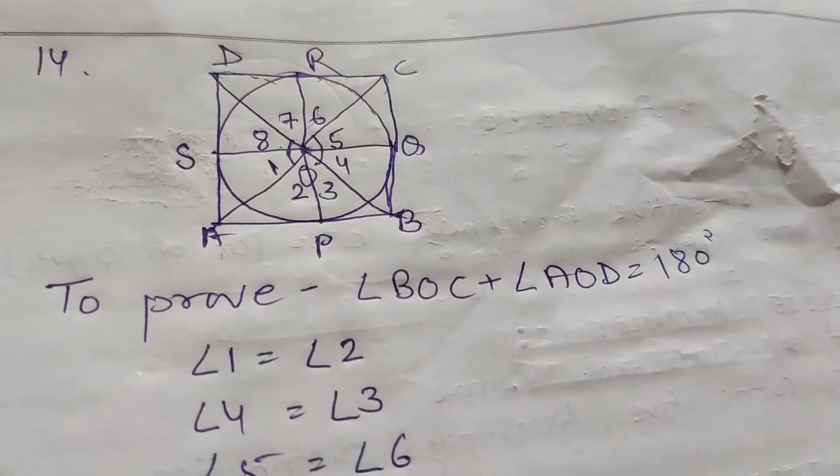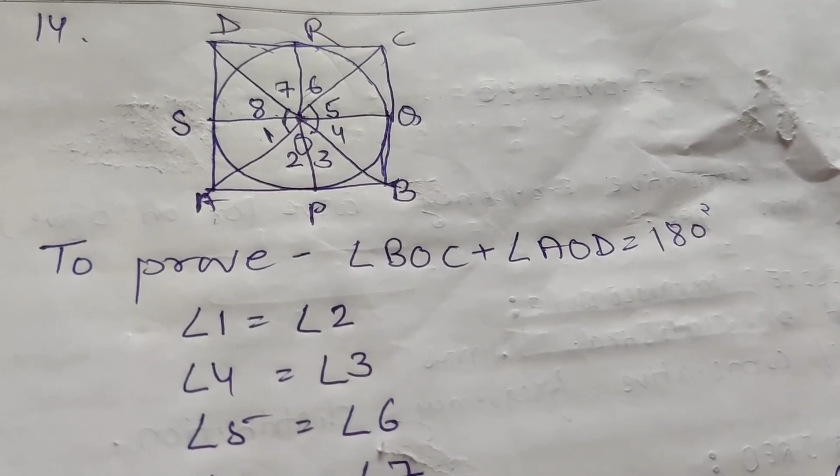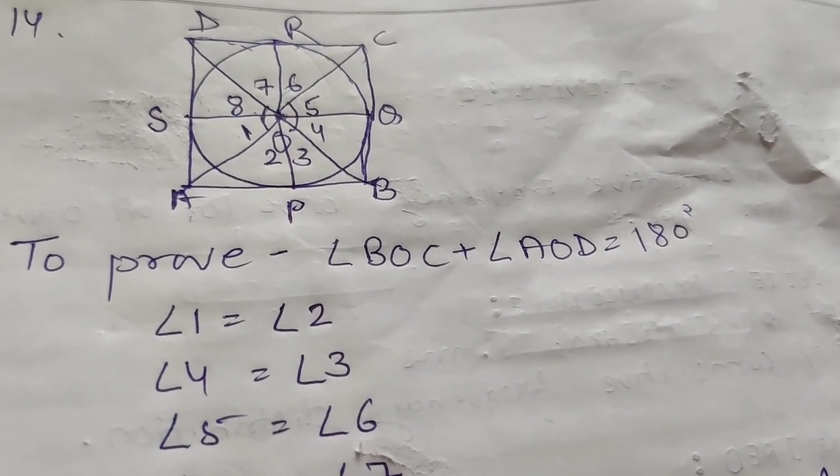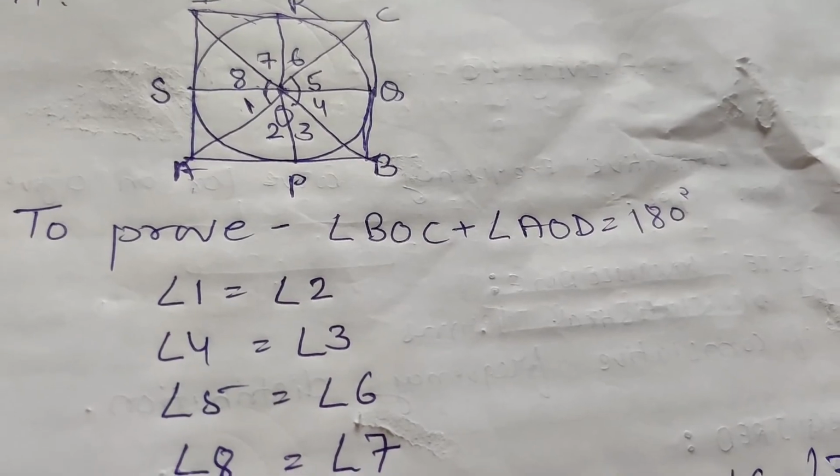The angles formed by the opposite sides of a quadrilateral are supplementary. Okay, the exercise is finished now. You can solve.